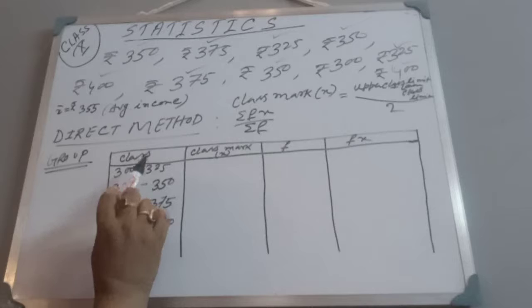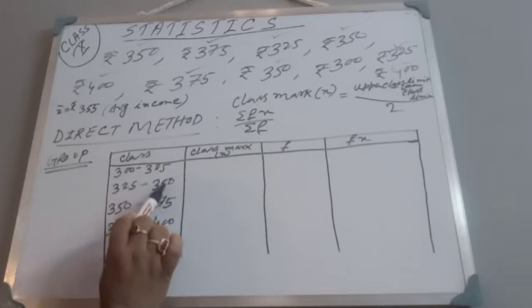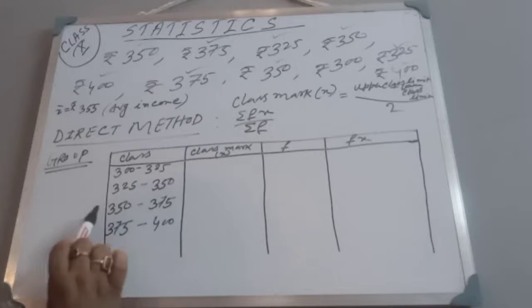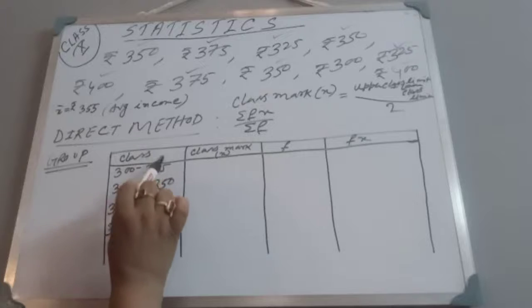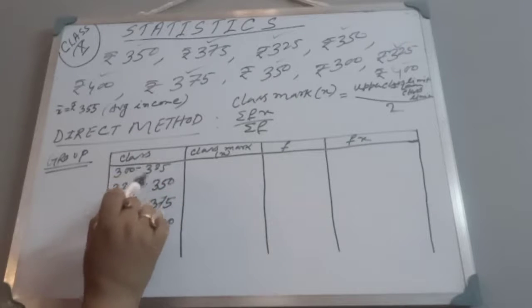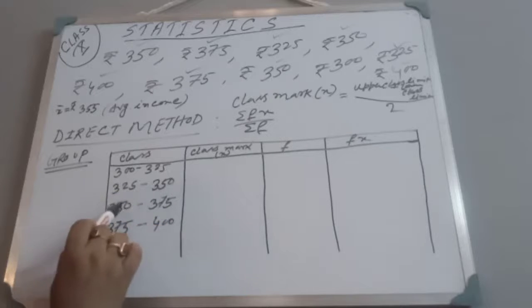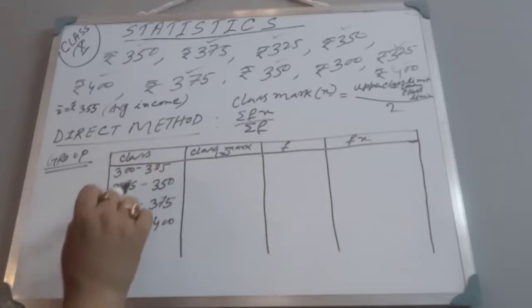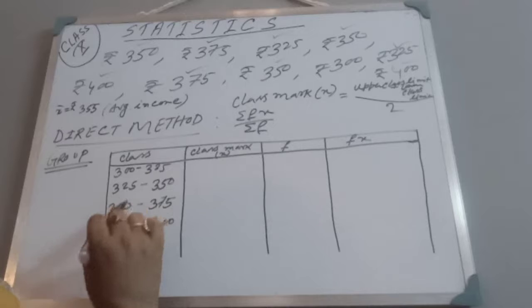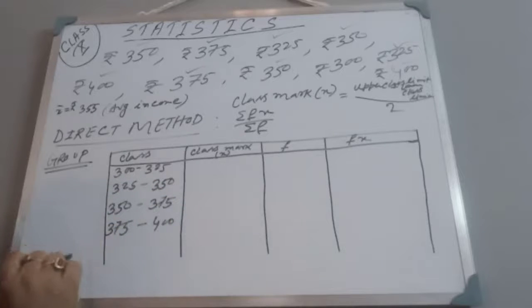For a class there are two limits: the left side part is known as the lower limit and the right side part is known as the upper limit. Upper limit minus lower limit gives 25. Here also 350 minus 325 is 25, 375 minus 350 is 25, and 400 minus 375 is 25. So this is the class size, or class length.